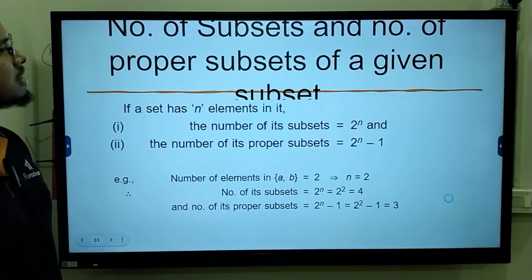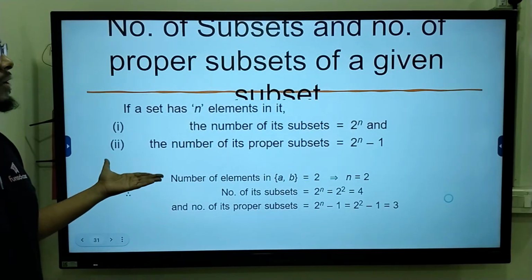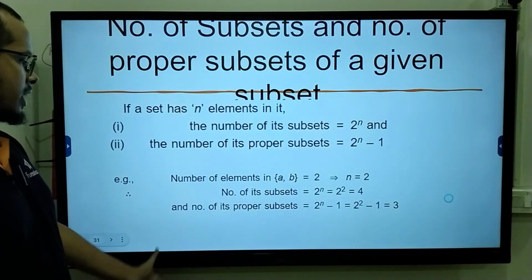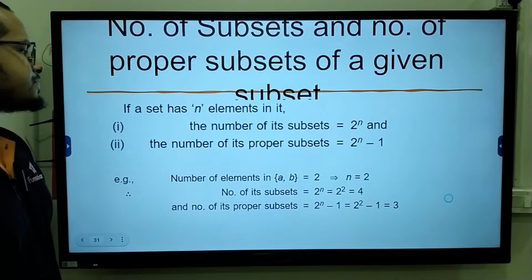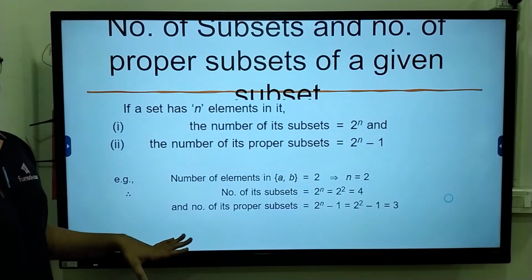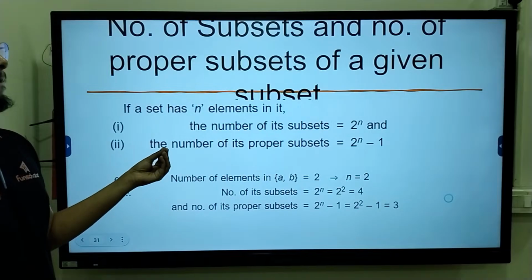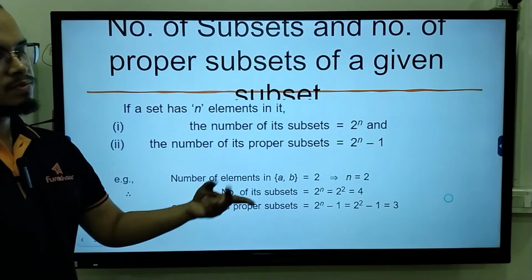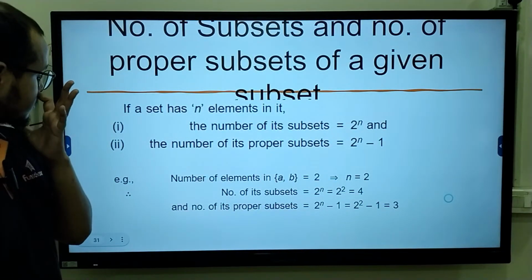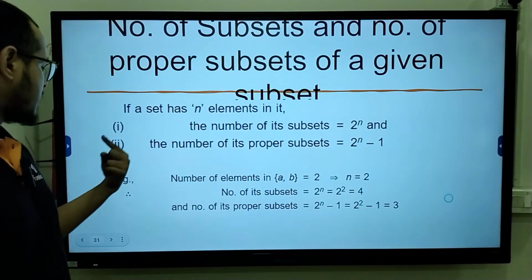Next, number of subsets and number of proper subsets of a given set. See, this is where we have to memorize. Like I'll tell you, there are some things that we have to memorize, so this is that part. Number of subsets is 2 raised to the power n. Now, what is that n? Number of elements. We have already understood what elements are. Number of proper subsets is 1 less.